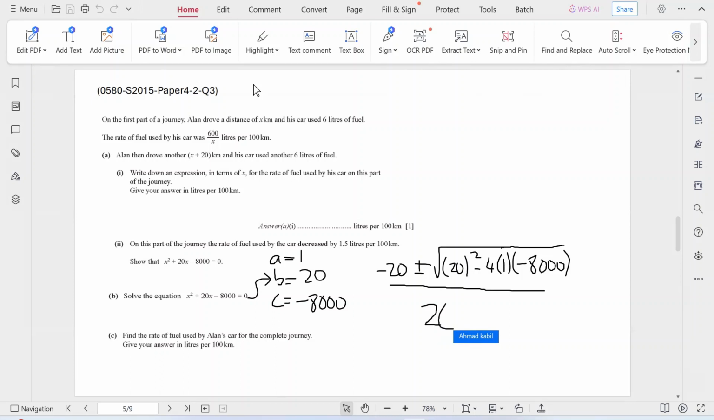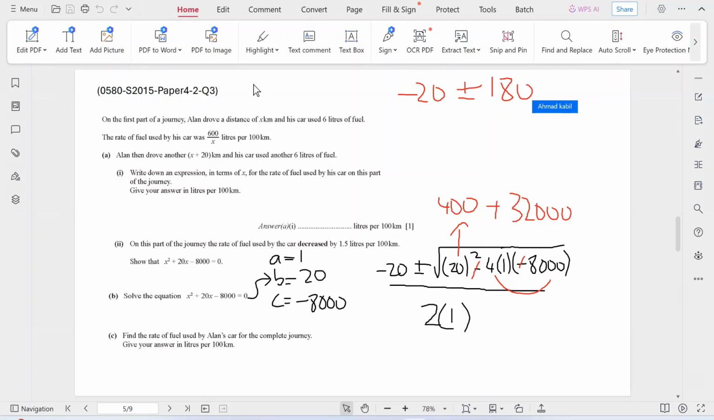So 2 times 1. Let's evaluate the stuff inside the bracket. So this becomes 400. And the negatives cancel out, so we get plus. And 4 times 8,000 gives us 32,000. So we want the square root of 32,400. And that's 180. So we get negative 20 plus minus 180 over 2.